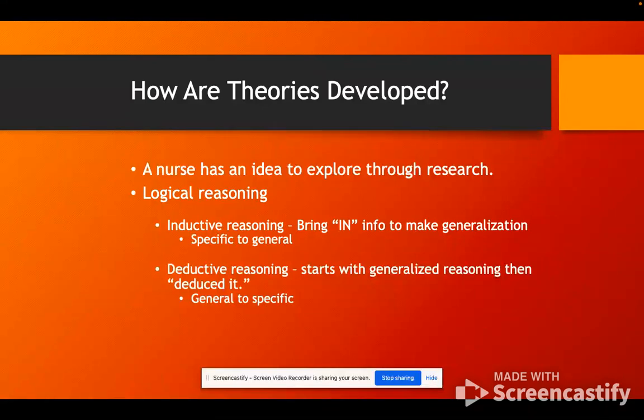So when we think about inductions and deductions, they're not facts or truth, but rather they point you in the direction to go as far as seeking your truth. They're going to allow you to make connections between ideas when you're helping to develop a theory.